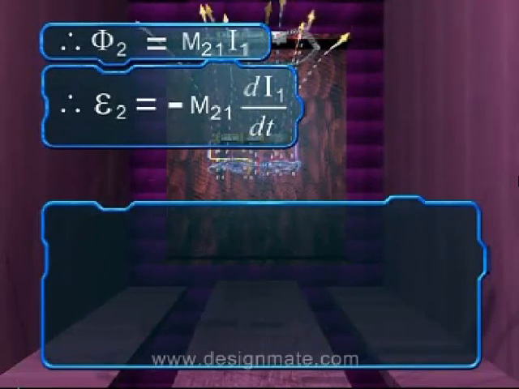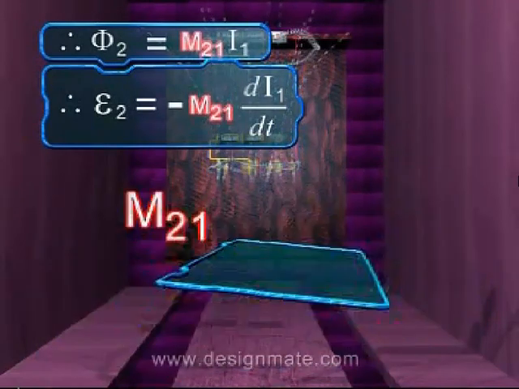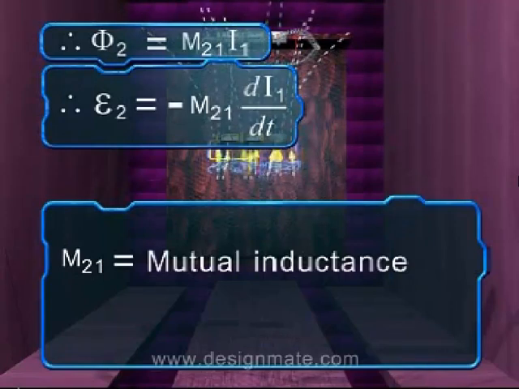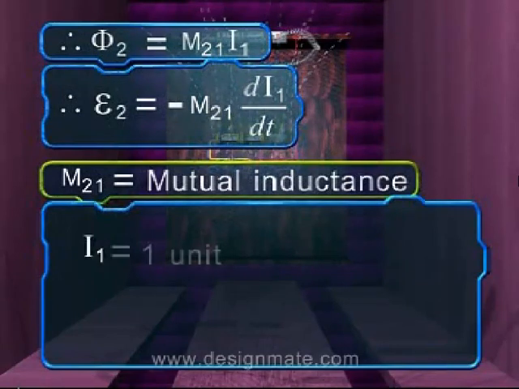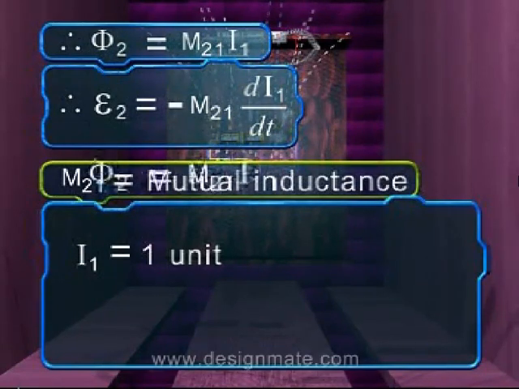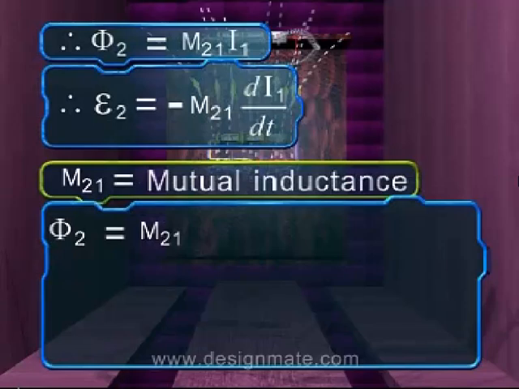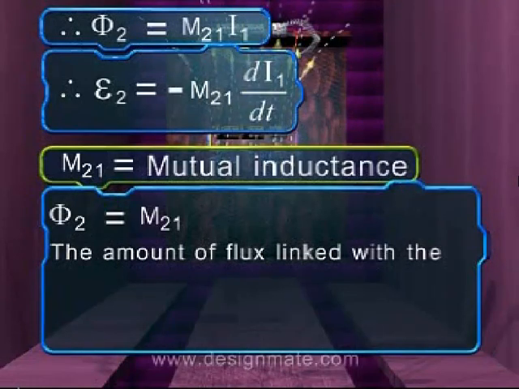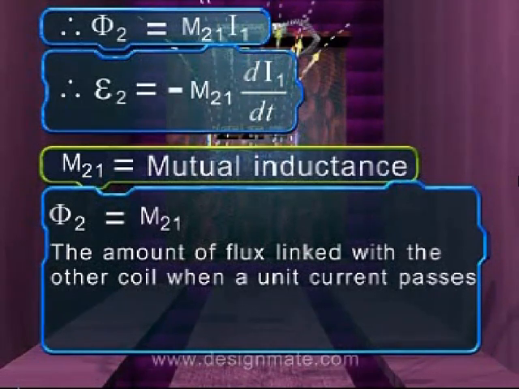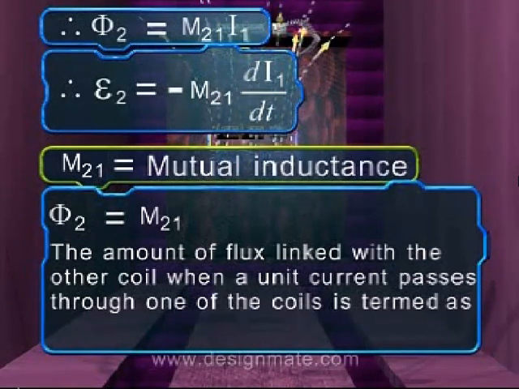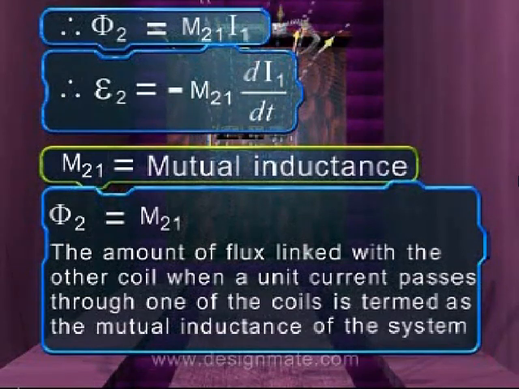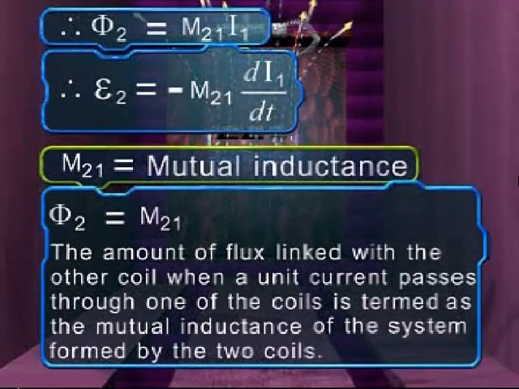The constant of proportionality M21, which appears in the equations, is termed the mutual inductance of the system formed by two coils. Taking I1 equal to 1 unit in the equation, Phi2 is equal to M21. So one can define the mutual inductance of the system formed by the two coils as the amount of flux linked with the other coil when a unit current passes through one of the coils.